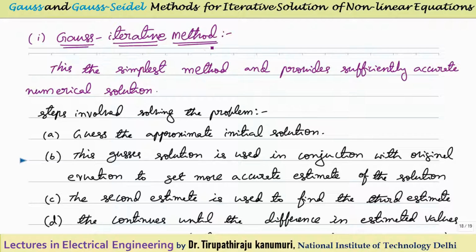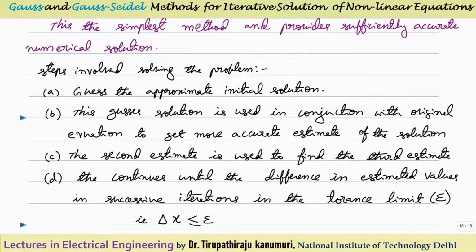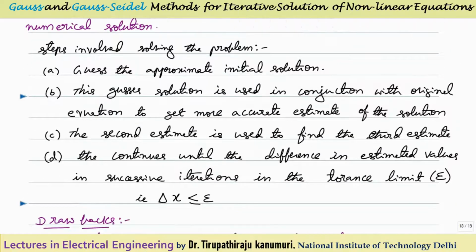So let us start with the Gauss iterative method. This is the simplest method and provides a sufficiently accurate numerical solution. The only disadvantage of this method is that the convergence rate is very slow. That means more steps are required in order to get the final answer. The steps involved in solving the problem are: first we guess the approximate initial solution. Taking the previous case, there are two unknowns x and y, so we will guess the initial value of x and the initial value of y.